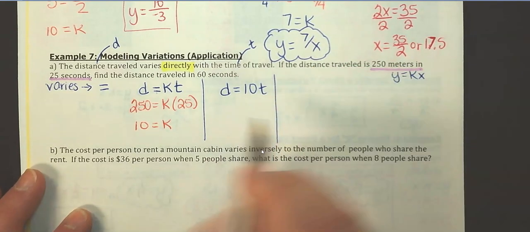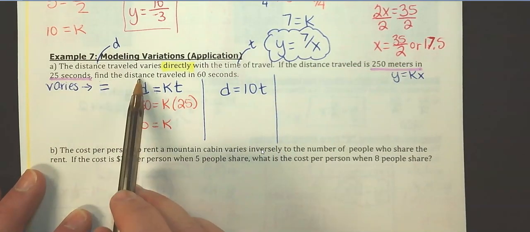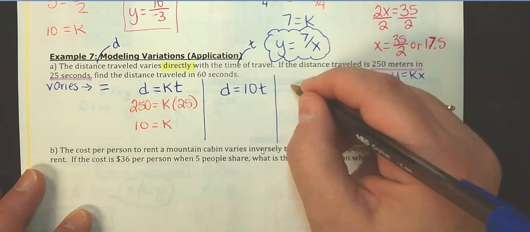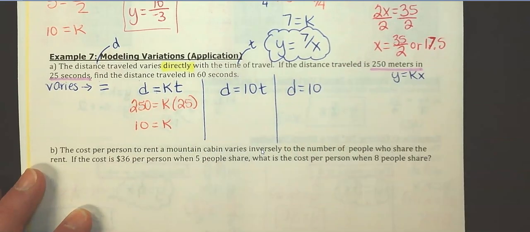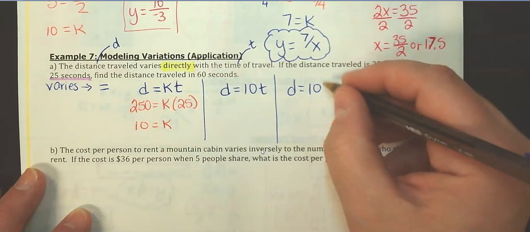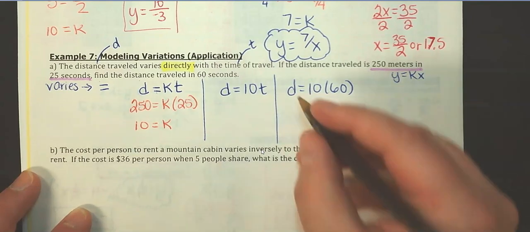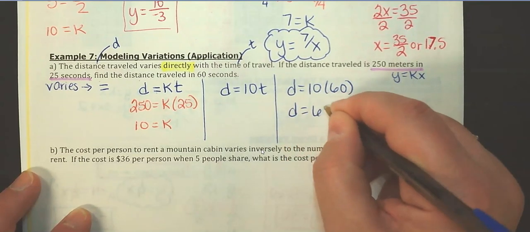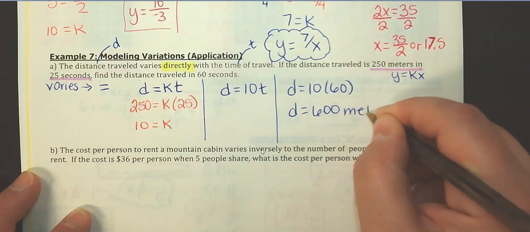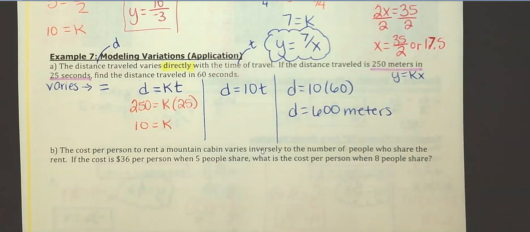It'll ask you a secondary problem. So it says find the distance traveled in 60 seconds. So I know my constant of variation is 10. I'm going to determine the distance, and it says the time is 60 seconds. You're just going to plug in 60 for the time. So then your distance would end up being 600, and this is in meters here. So they're going to give you enough information to figure out your constant of variation, and then they'll ask you a second question related to that.